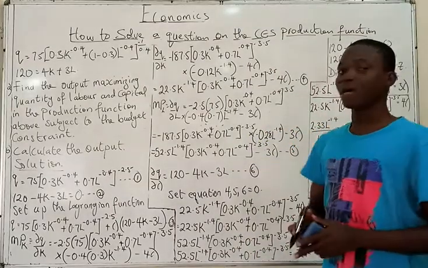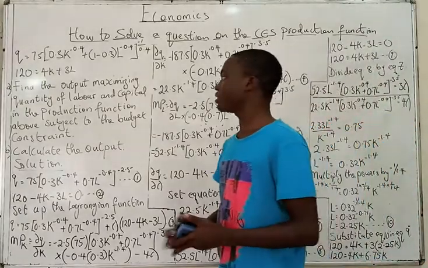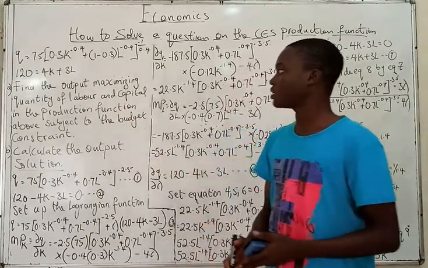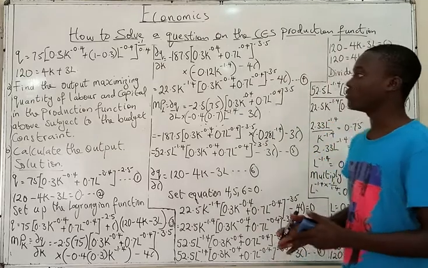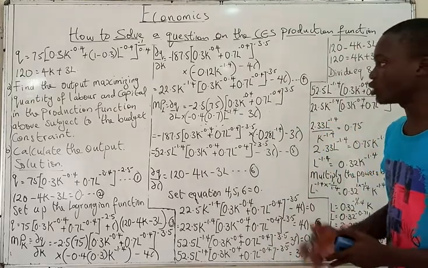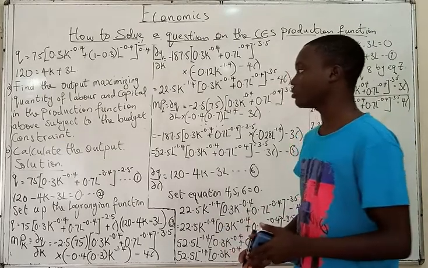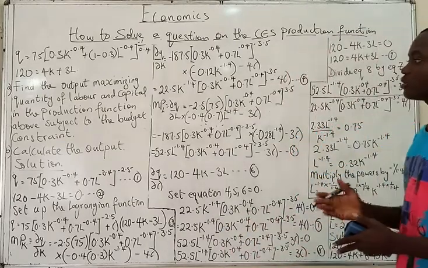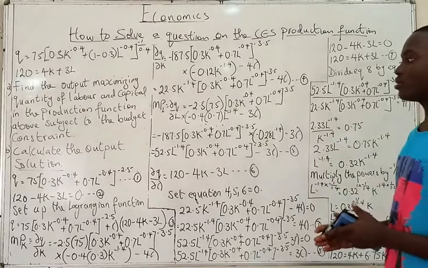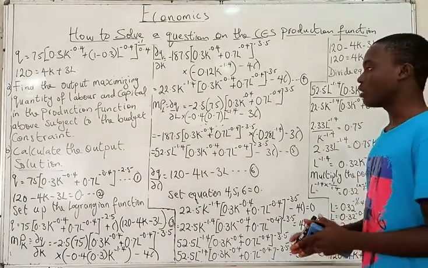So we have that, and we have a constraint, a budget constraint, which is 120 equals 4 units of capital plus 3 units of labor. So what are we to do? We have to find (a) the output maximizing quantity of labor and capital in the production function above, subject to the budget constraint, and (b) calculate the output. Good. Now, how do we solve that?